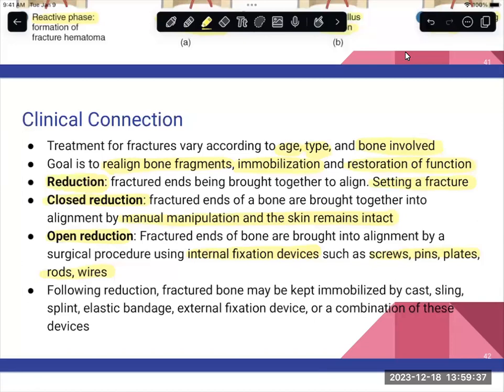So there's different ways that they can immobilize it. They could use a cast, a sling, a splint, elastic bandages, an external fixation device, or any combination of these, just to try to keep the bones aligned so our body can heal it. Bone is very good at healing itself. It just needs to have things lined up right so it does heal correctly. Because if it's not lined up correctly, your bone's going to do its best to remodel itself, all these cells, but it's not going to be straight.